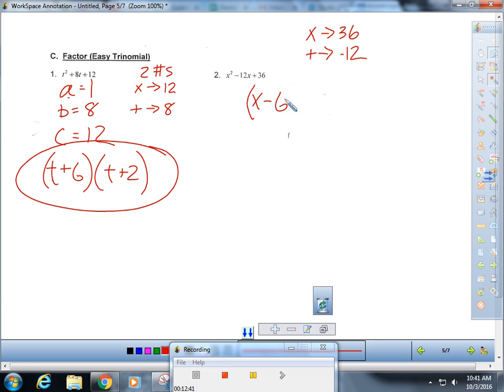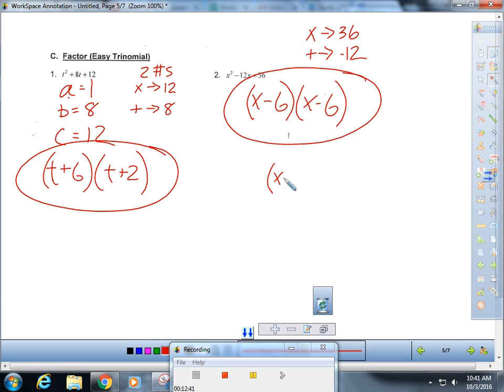X minus 6 times x minus 6. A negative 6 times a negative 6 is a positive 36. Okay? And a negative 6 plus negative 6 is a negative 12. That is it. Okay? So that could be your answer. You could also write that as x minus 6 squared. I would take either one of those because that's what that means. X minus 6 times x minus 6 equals x minus 6 squared.